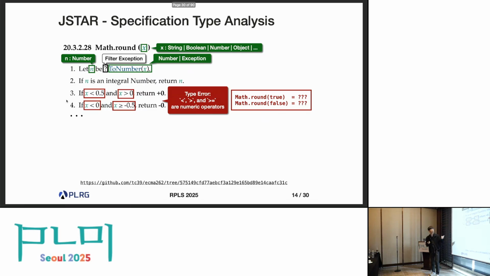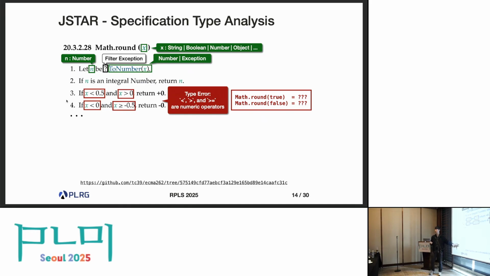So for example, if we pass a Boolean value to Math.round, then this Boolean value will be passed to that parameter x, and this algorithm tries to compare the Boolean value with the mathematical value. So there is no meaning. So this is an obvious specification error.